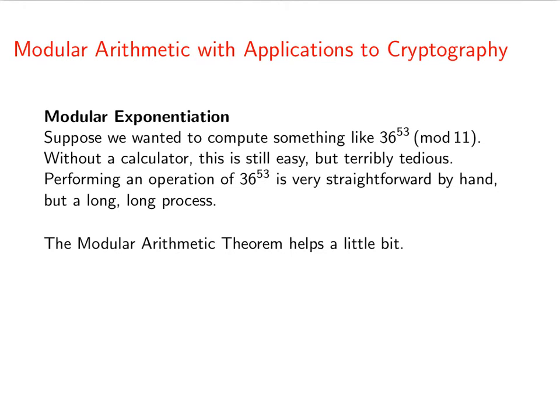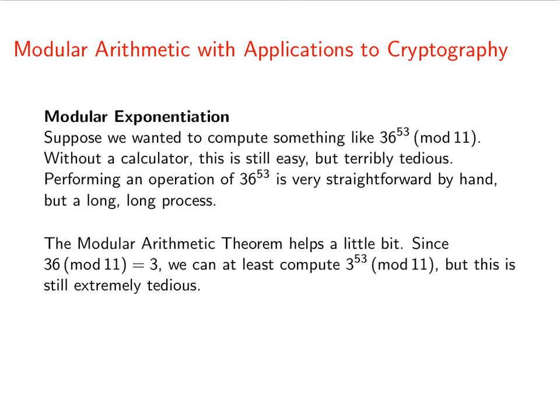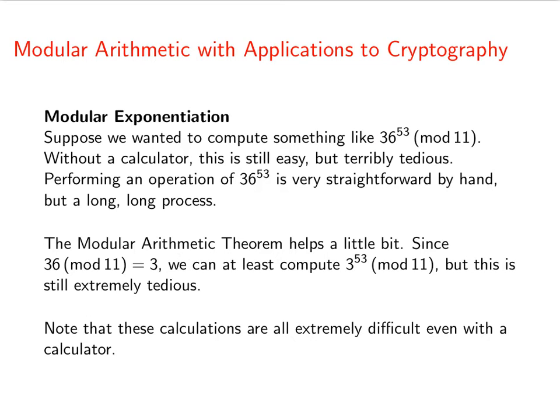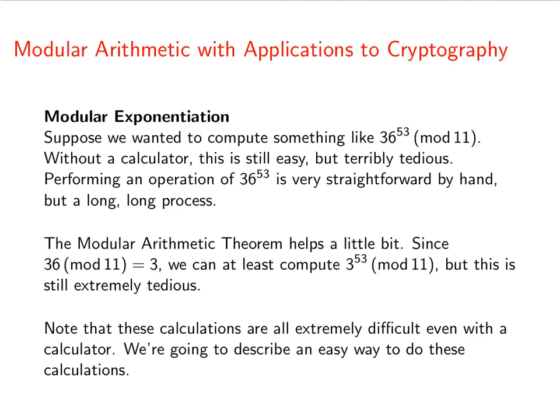Now our modular arithmetic theorem is going to help us a bit. Now 36 mod 11 is 3, so we can at least compute 3 to the 53 mod 11. You see, we have replaced 36 with 3 because 36 is the same thing as 3 mod 11. That helps us a little bit, but it's still very tedious to compute 3 to the 53. All of these calculations are actually still very difficult even with a calculator. We're going to describe a very easy way to do these calculations, so we don't have to break a sweat at all.